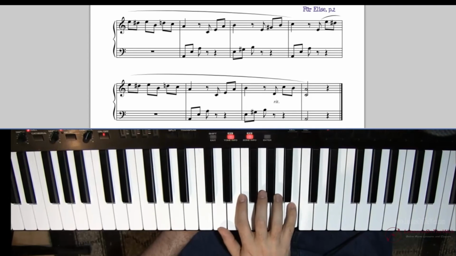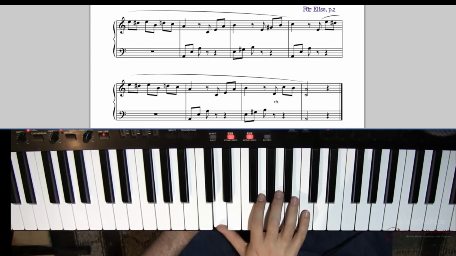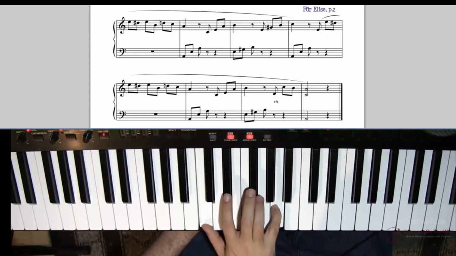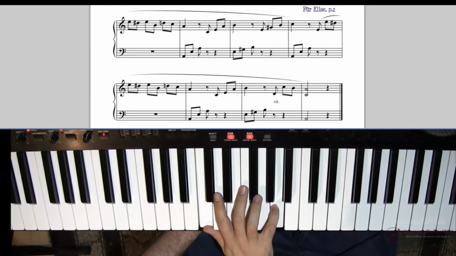And this is where it changes. And you also, it says RIT there. That means to slow it down, or gradually slow down until the end.